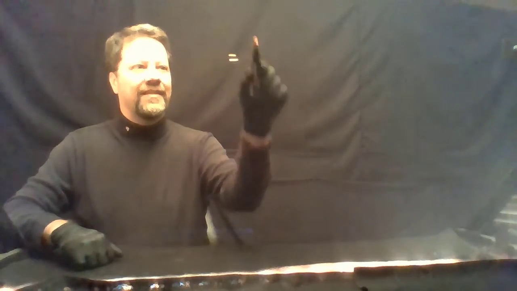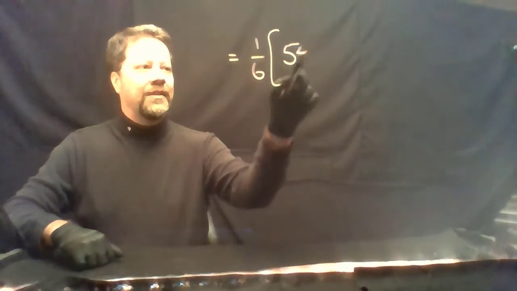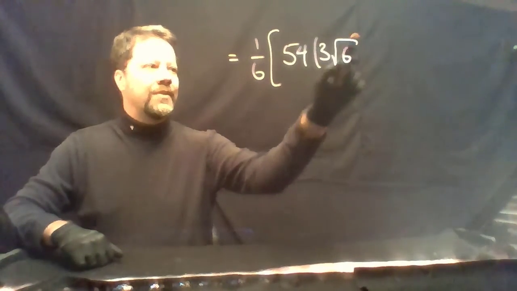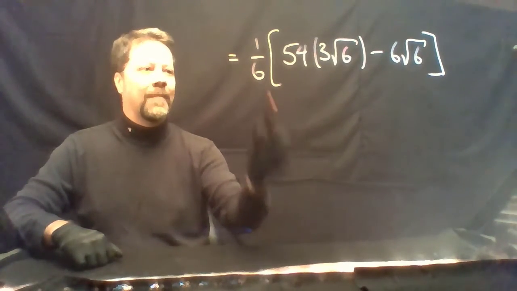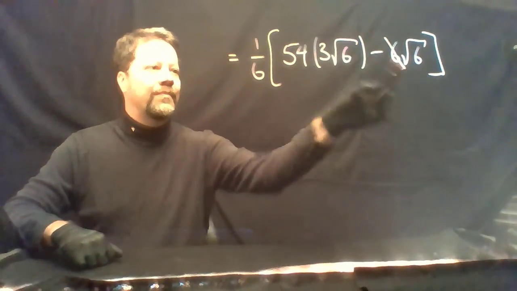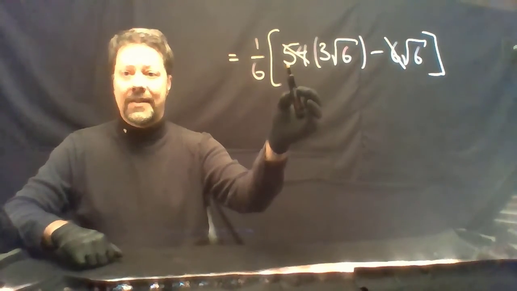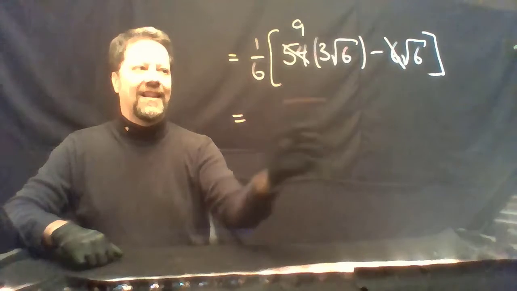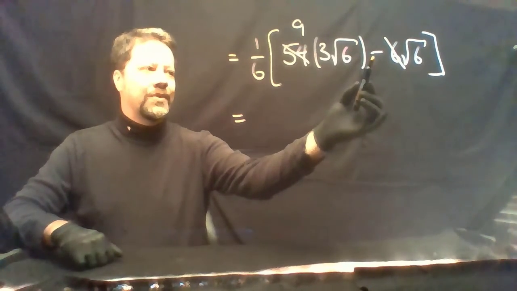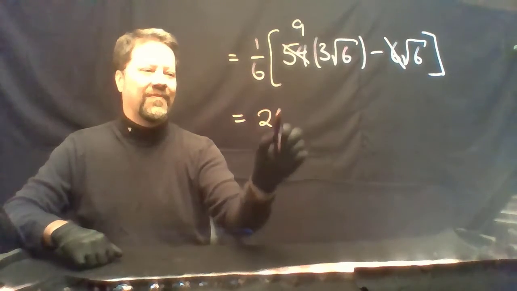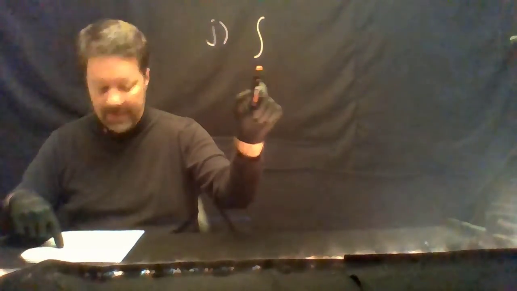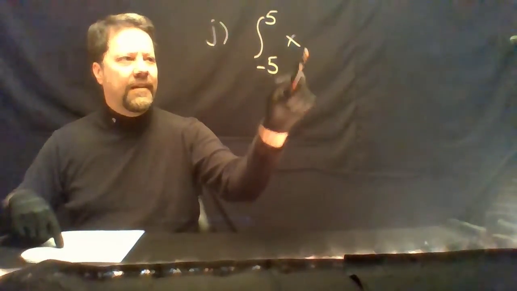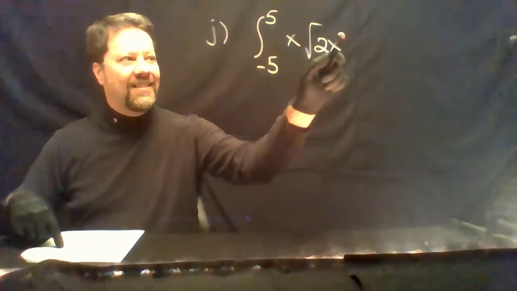Let me write that over. That's 1/6 times 54 times 3 root 6 minus 6 root 6. Now, we can divide this 6 through. How many times does 6 go into 54? 9 times, so we get 27 root 6 minus 1 root 6. That's 26 root 6.